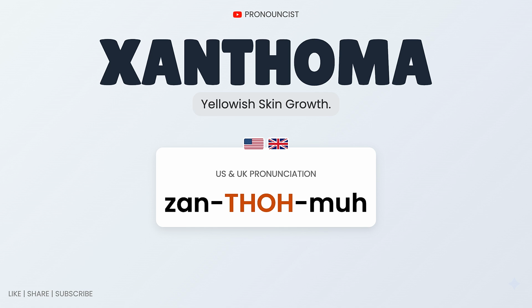Now read the syllables shown on the screen naturally. Xan, tho, ma, xanthoma. Emphasize THOH and soften ma. Xan, tho, ma, xanthoma.